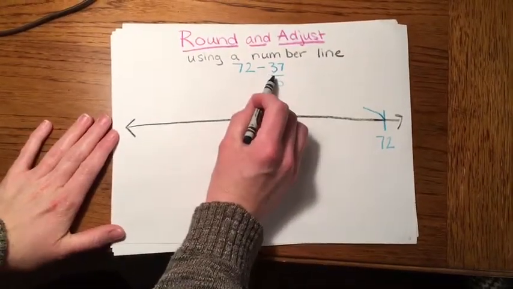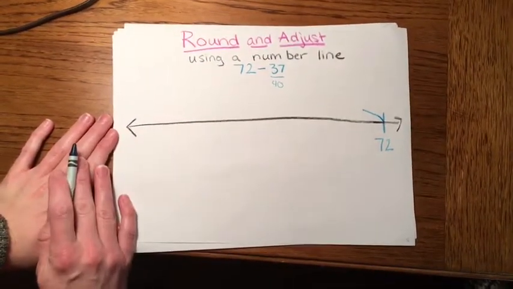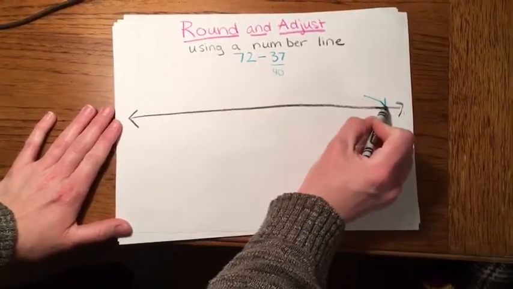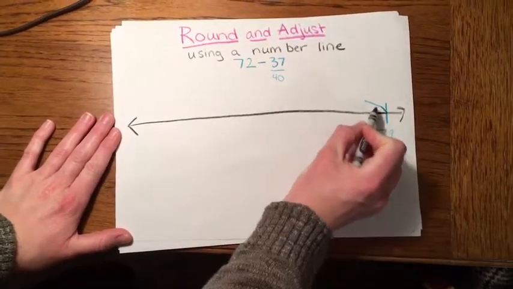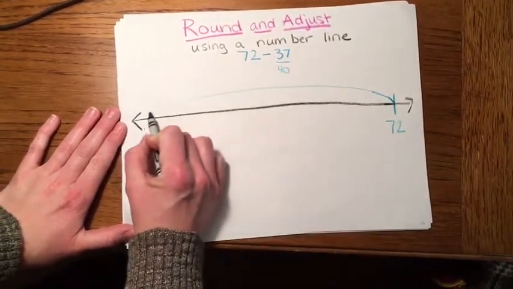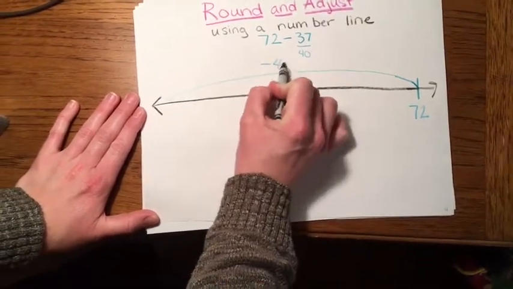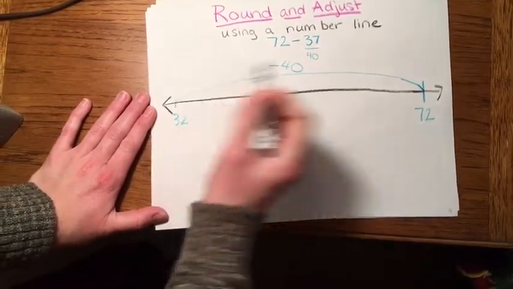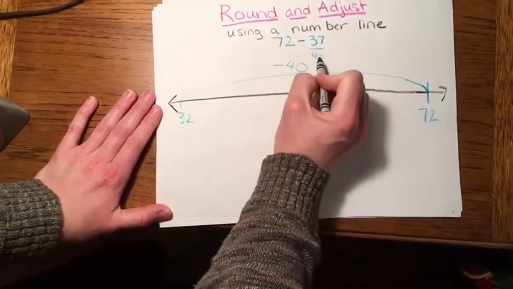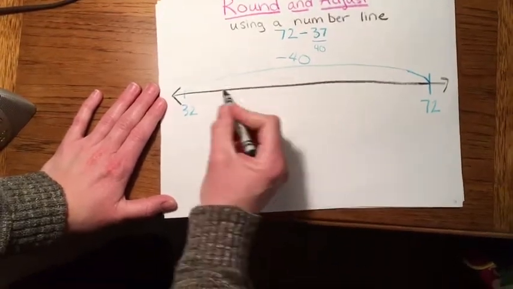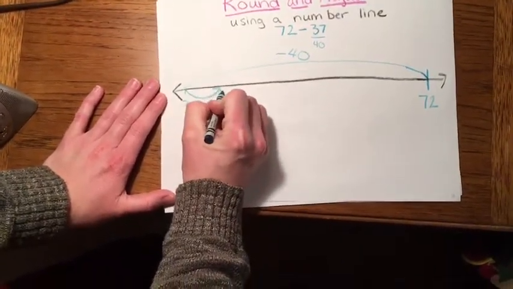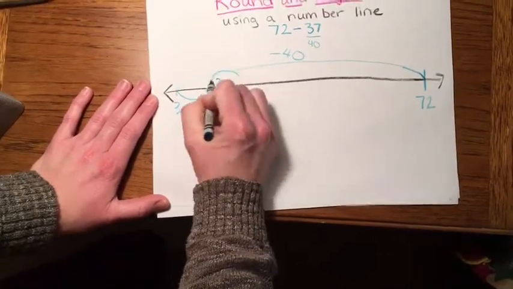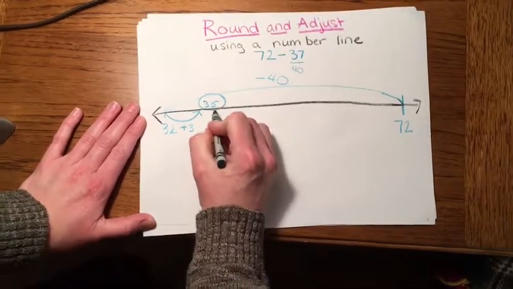So we need to still round on this round and adjust, as this one's a little bit easier to show in a number line. So we still need to think 37 is about 40. So we make our big jump starting at 72, and we're going to go all the way back subtracting 40. So that's going to leave us with 32. But we went too far. Between 40 and 37, we went 3 too far. So we need to add back in 3. So our answer is 35. When you round and adjust with the number line, this is where your answer will be.